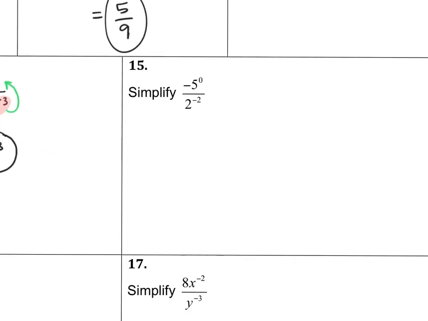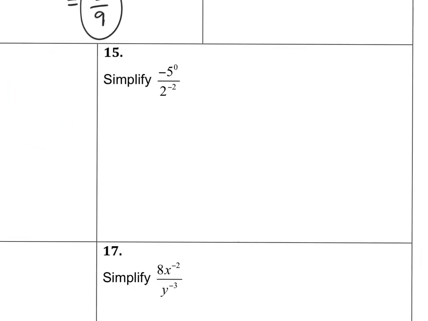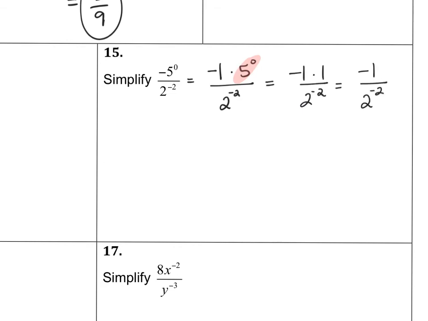Number 15. All right, let's space these things out here. I have no parentheses on top, so this is technically a negative 1 times 5 to the 0 over 2 to the negative 2. I'm going to start off with the easy things first. I notice I have a 5 to the 0 power, which is 1. So I'm going to break this down and say that on top I've got a negative 1 times 1 over 2 to the negative 2.